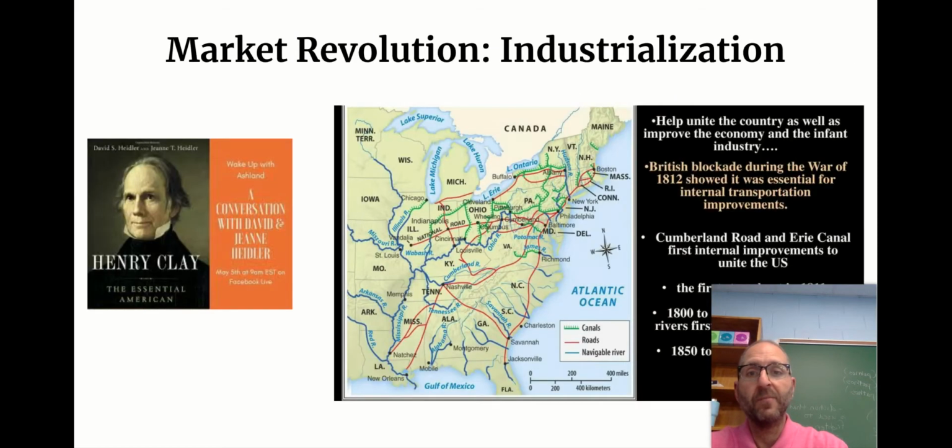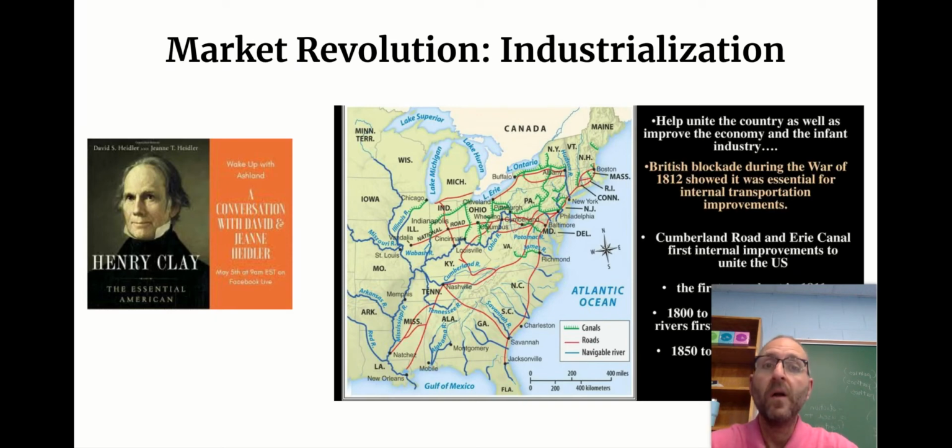The other great achievement during this time is that of early industrialization. So this man, Henry Clay, who was a congressman who you will learn a lot about, he really encouraged the building of infrastructure. He wanted roads and bridges and canals. He just wanted America to start to modernize.